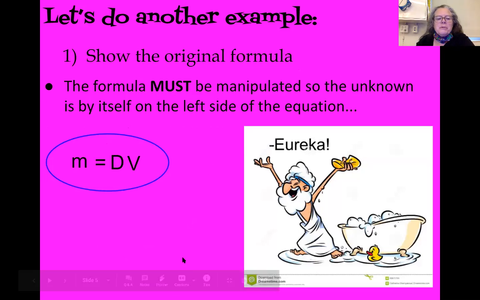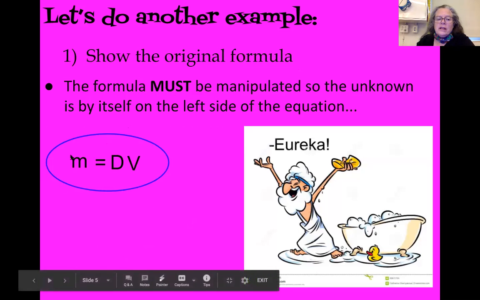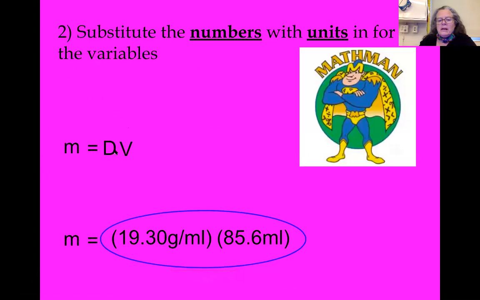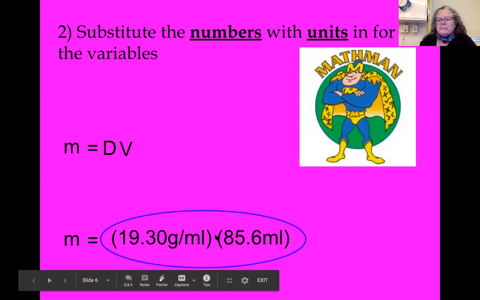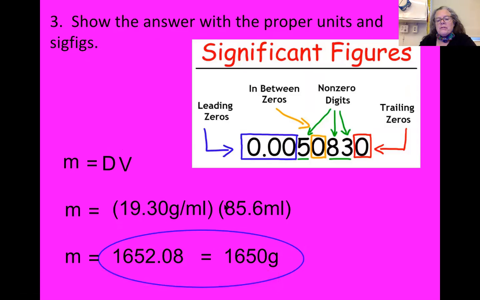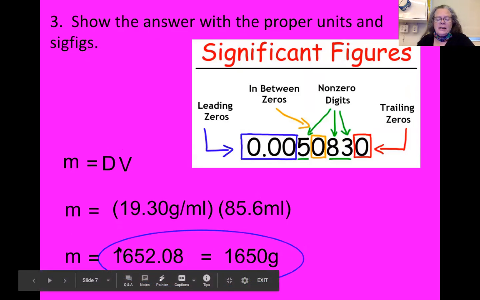So I've manipulated the formula so that the unknown, the thing I'm solving for, is on the left. I substitute the numbers in, and I pulled these right out of the word problem. And I just multiplied those. I got 1652.08. But as I look up here, there are 4 sig figs here. There are 3 sig figs here. So I want 3 sig figs in my answer. I count over 1, 2, 3. So the 5 is my last sig fig.